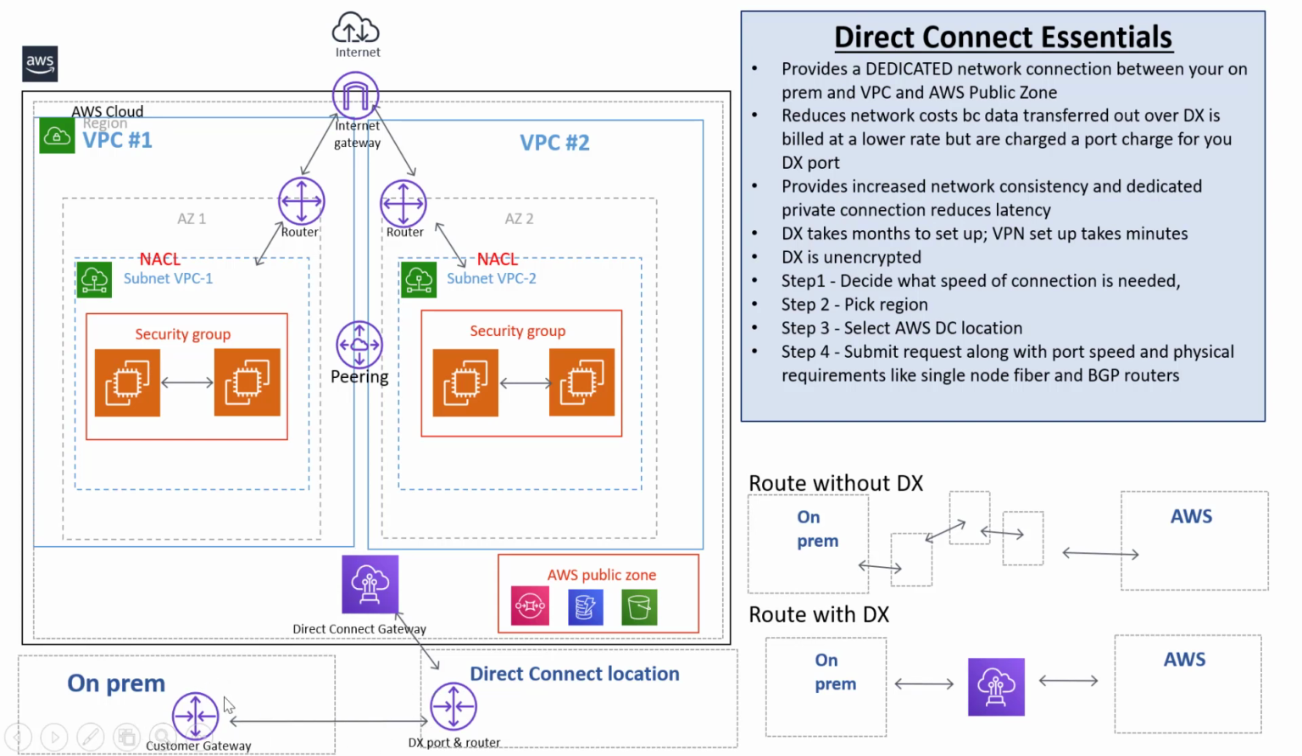You have your on-prem environment, your customer gateway that connects to a Direct Connect location of your choosing, and you actually have to have a Direct Connect port and a route in this location that then will connect you to your Direct Connect gateway and then your environment. So the first thing that you need to decide when you're setting up your Direct Connect is what type of speed connection you want, and you can have 1 gigabit or 10 gigabit or even less. If you have less than 1 gigabit, that's a hosted connection.